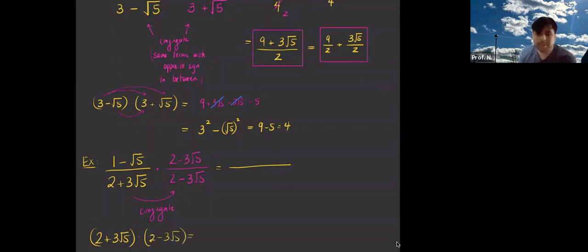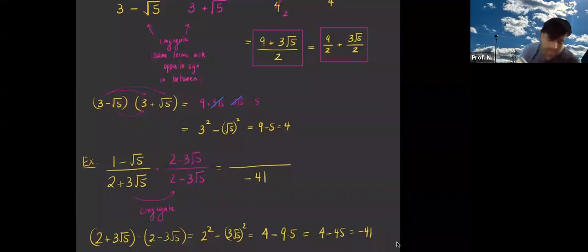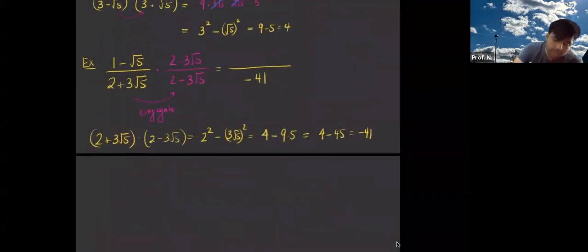Difference of perfect squares, right? So this should be 2 squared minus 3 rad 5 in parentheses squared. This is 4 minus, what's 3 squared? That's 9. What's rad 5 squared? That's 5. So I get 9 times 5, which is 45, so 4 minus 45, which equals negative 41. That's what I get in the denominator. So I should write that down. This is the denominator.